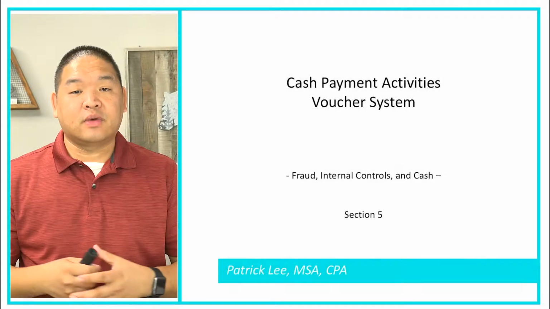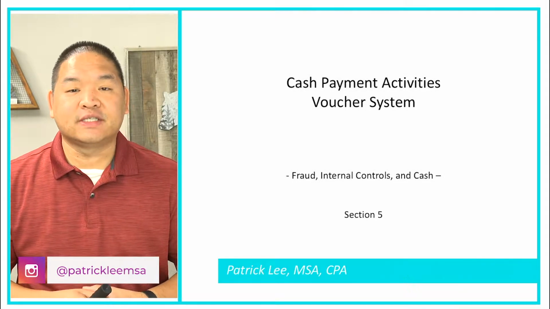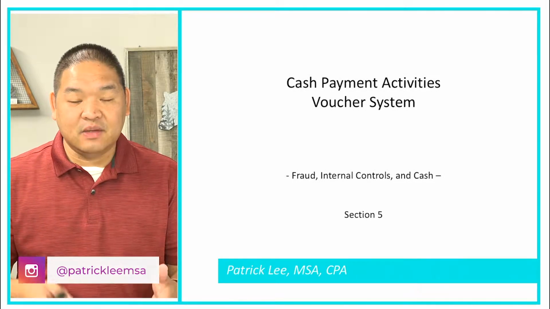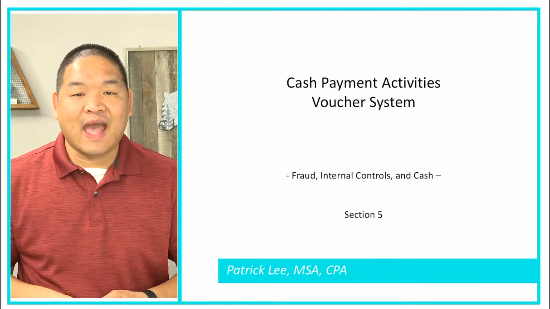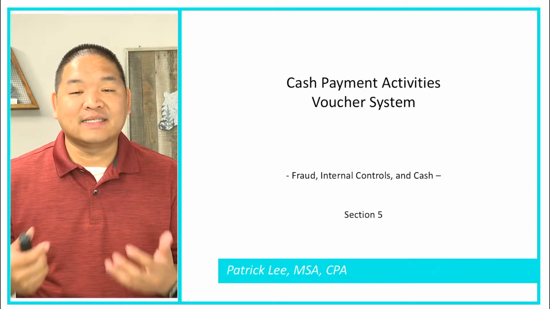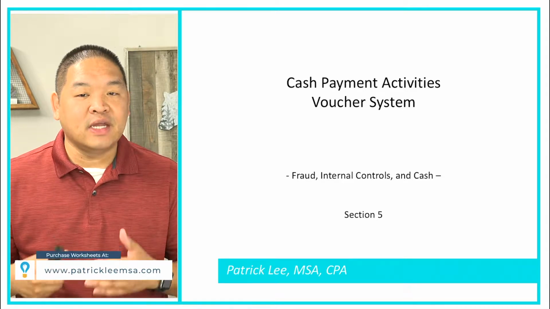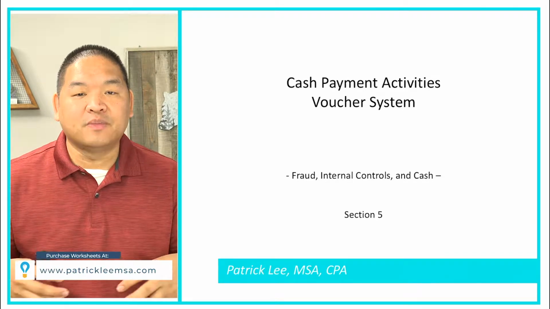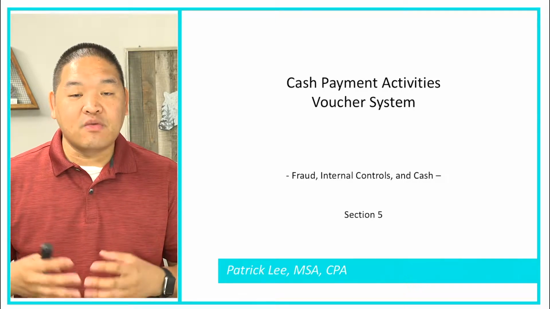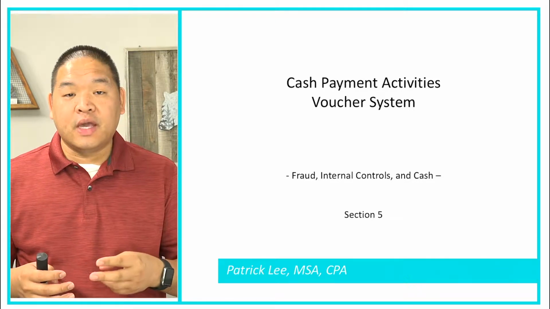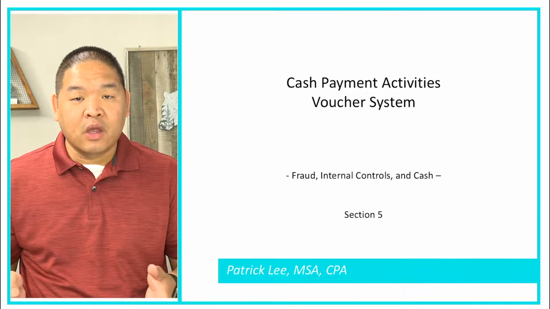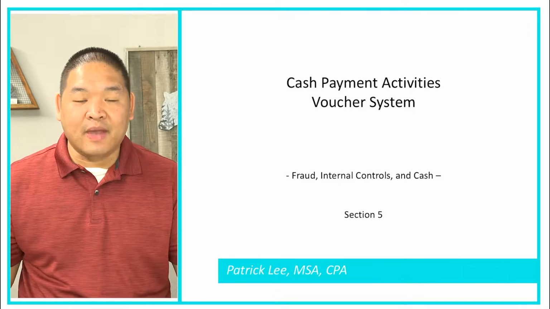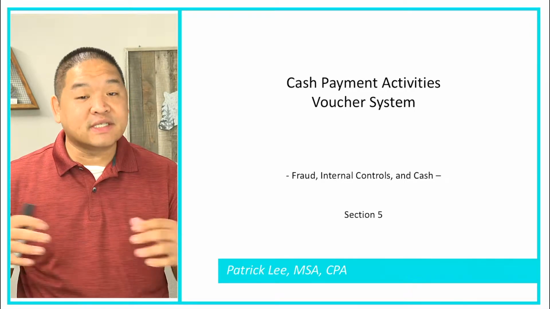All right, in this lesson, we're going to be talking about the voucher system. The voucher system is a system in place that aids in the cash payment activities. So the voucher system is actually a system of tasks that have a whole bunch of internal controls that helps to ensure that payments that are made are accurate, appropriate, and they go to the right person rather than just payments just being made. So this is a great internal control system.